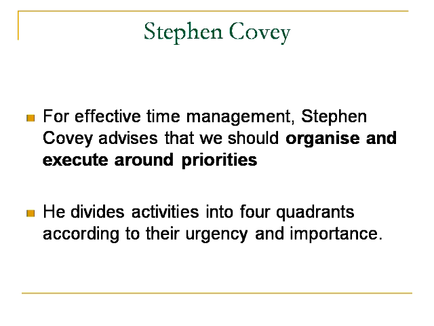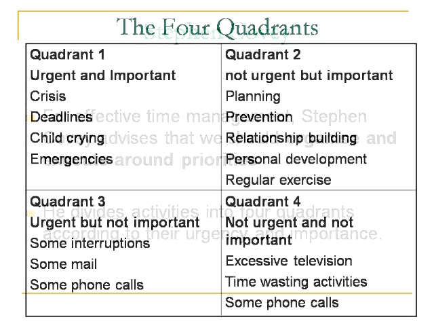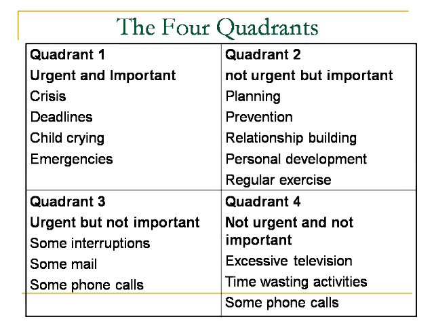So I want you to imagine a 2x2 table. On the top left are activities which are urgent and important, which are quadrant 1 activities, things like crises, deadlines, emergencies, child crying. On the top right quadrant are activities which are not urgent but are important, things like planning, prevention, relationship building, personal development, regular exercise.